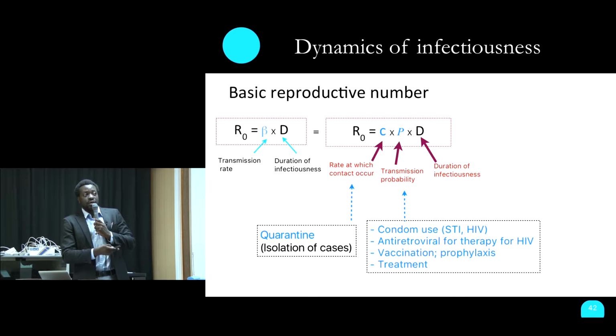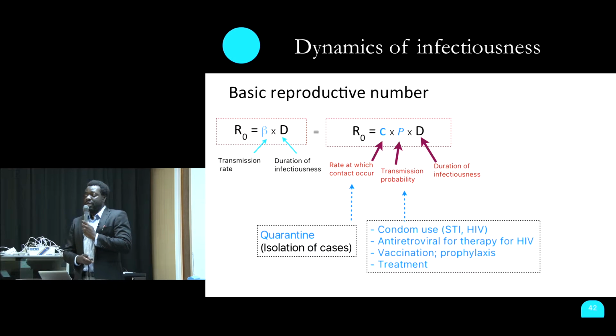We can look at some other interventions that are implemented to control the probability of transmission. For example, the use of condoms. When we use condoms, we decrease the probability of transmission. In that way, we decrease the transmissibility of the disease. Antiretroviral therapy for HIV-infected people: when you take it, the amount of virus in the blood will decrease, so you also decrease the probability of transmission.